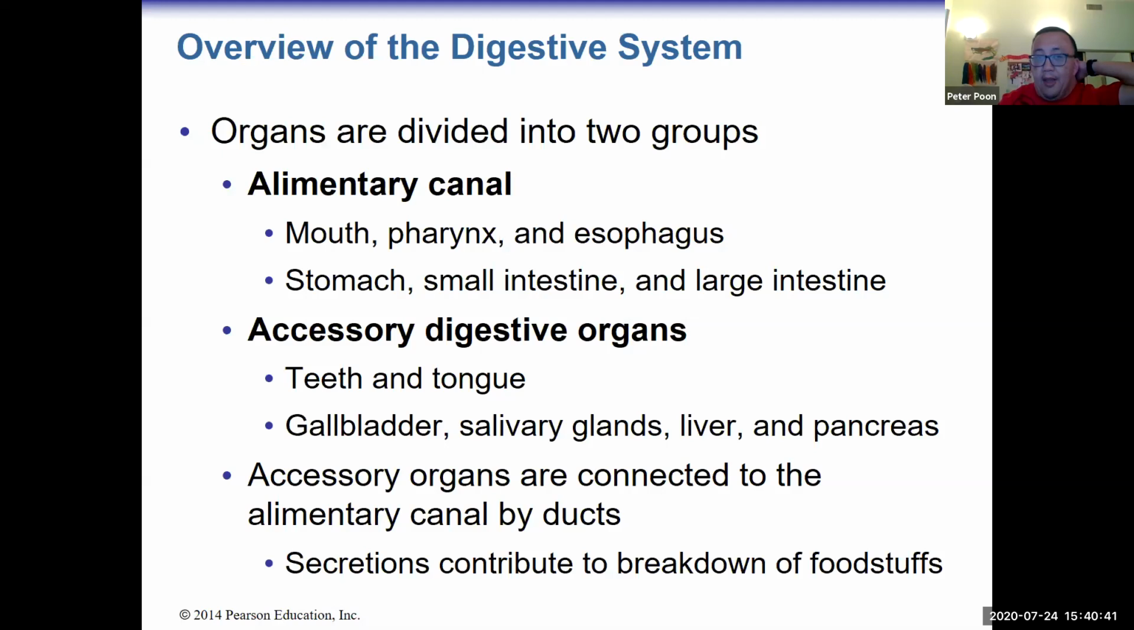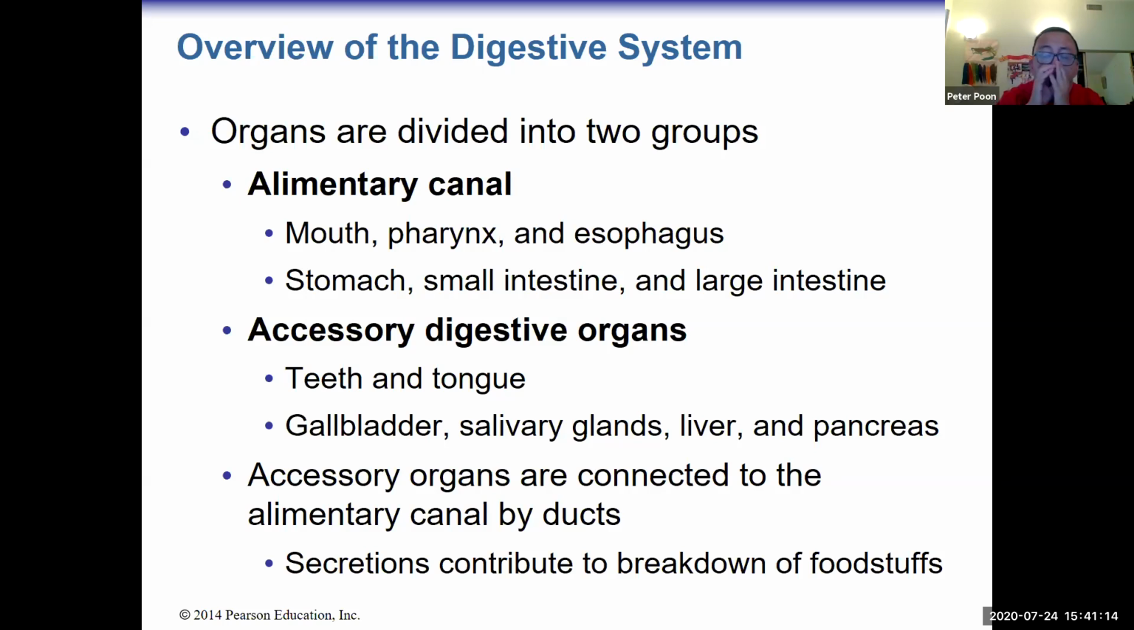Okay, the digestive tract is divided into 2 parts. The first part is the alimentary canal, also known as the GI tract. If I reach in your mouth and grab your esophagus and just start pulling, I pull out a really long tube. That tube is the alimentary canal: mouth, pharynx, esophagus, stomach, small intestine, large intestine.